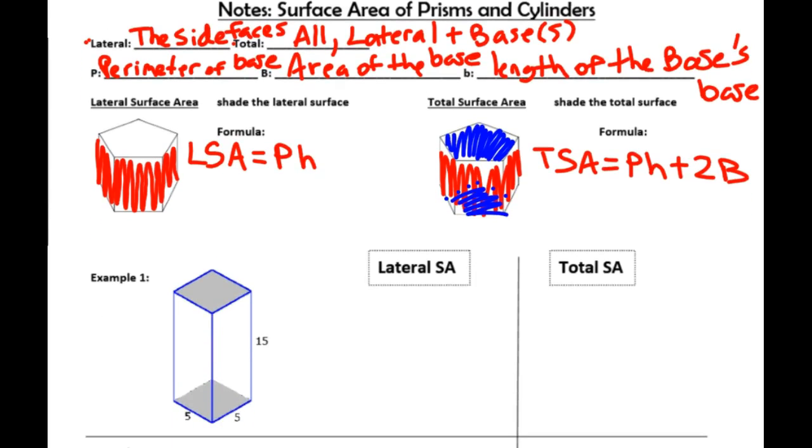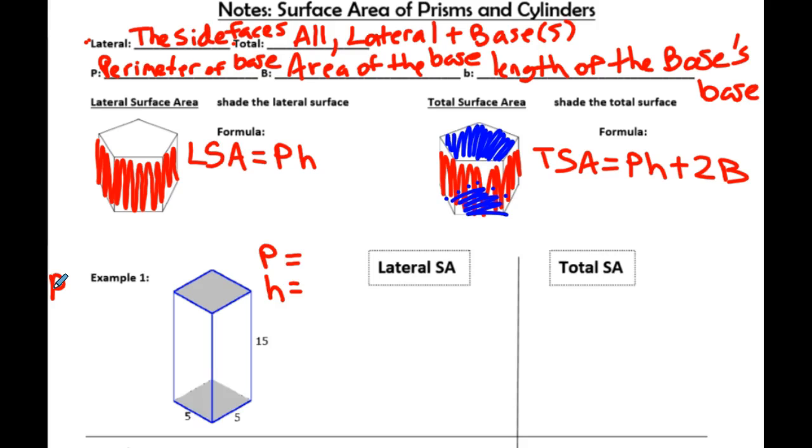Let's do some examples. Now I'm telling you, capital P and capital B require an extra step to figure out. Your capital B is never labeled on there. Your capital P is never labeled on there. So first thing we're going to do is figure out capital P and H. So P equals what? H equals what? When we think of P, P stands for what again? Perimeter of what? The base.